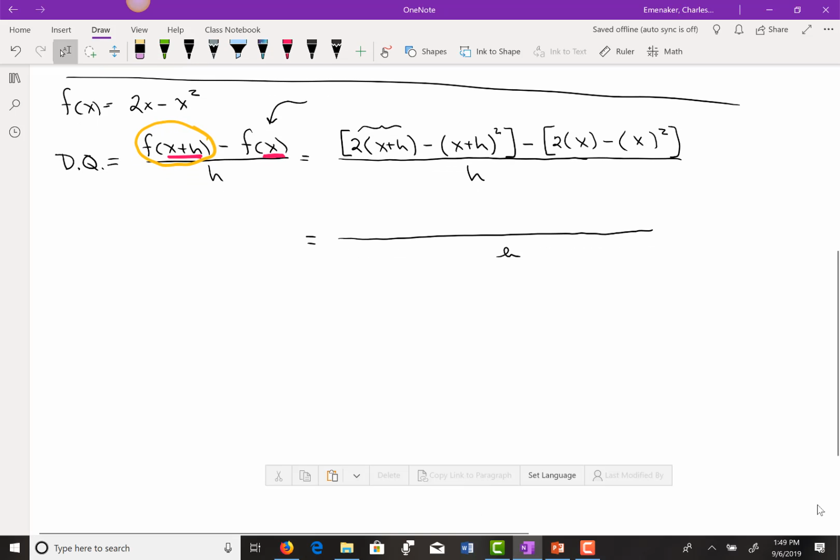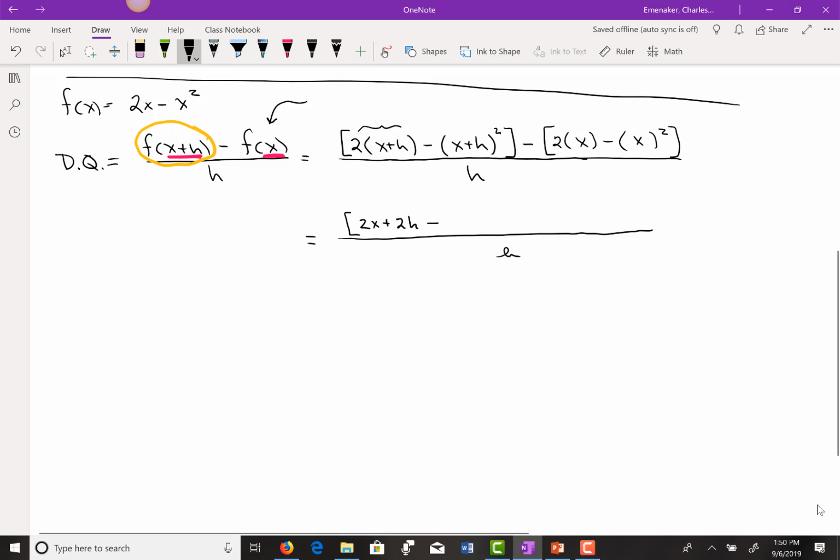It's okay to distribute there? Okay. So that's going to give us 2x plus 2h minus, now remember the please excuse my dear Aunt Sally stuff? You do the stuff inside the parentheses first, that's please. What's excuse? Exponents. What's the exponent applied to that? 2. So we need to square that, don't we?